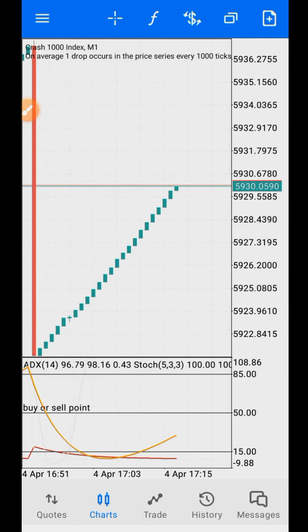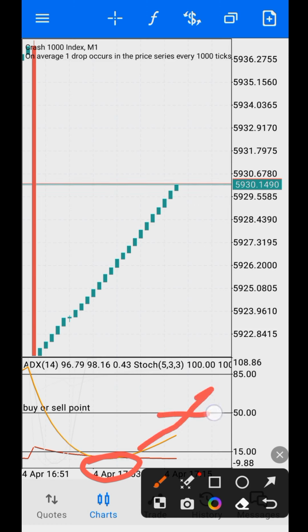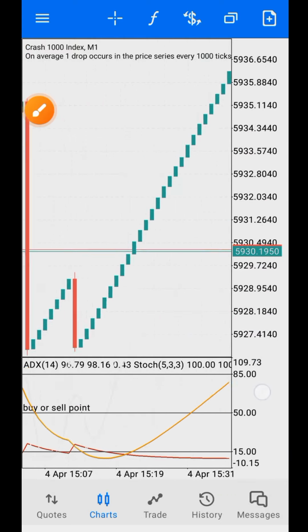So for Crash, the cross happens below the level 15. We dealt with above level 85, now we are dealing with the oversold region. When the cross happens below the 15, then the moving average 14 crosses here, then you go for buy, then count your 5 candles and exit the trade. As simple as that. Let's check the one that already happened.